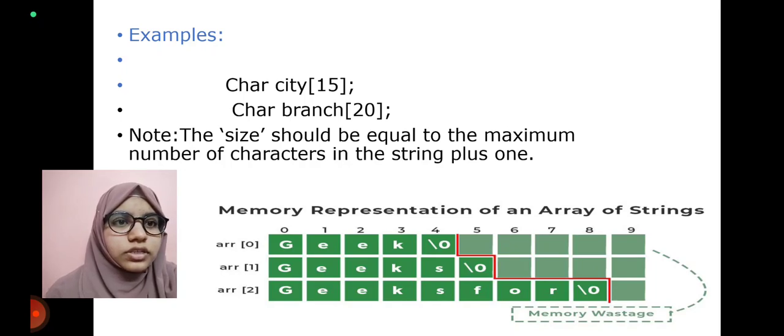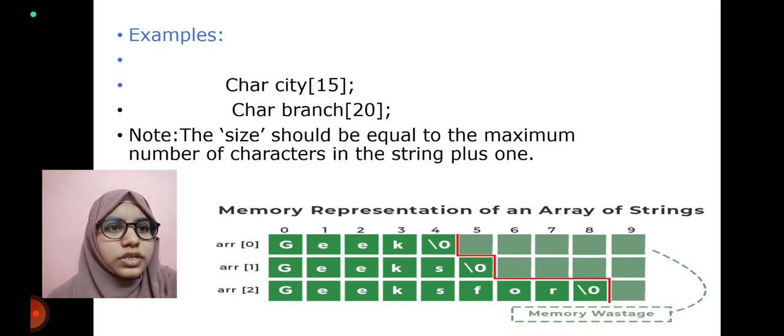In this slide, we can see a table of memory representation of array of strings. Here I have taken the example of the word geek. Here array of 0 has occupied 4 bytes, array of 1 5 bytes and array of 2 8 bytes, and the remaining bytes are empty. Here memory is wasted. Memory is wasted in strings, whereas in pointers memory is not wasted.